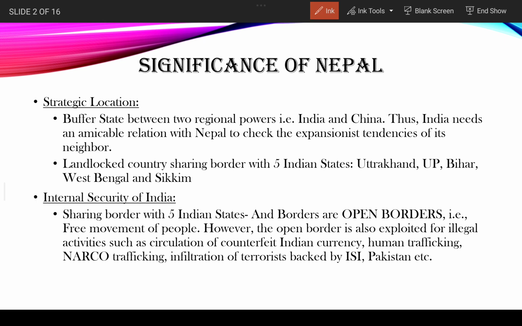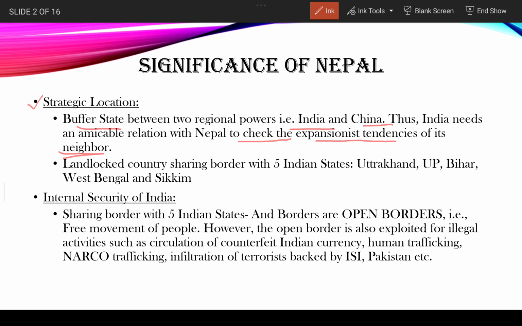So the first point is the strategic location. Now, Nepal, it's a buffer state between the two regional powers of India and China. And therefore, India needs to maintain its good relations with Nepal because of its security dilemma which is there with respect to China. So that India can actually check the expansionist tendencies of its neighbors. Okay, here neighbor is basically talking about expansionist tendencies of China.